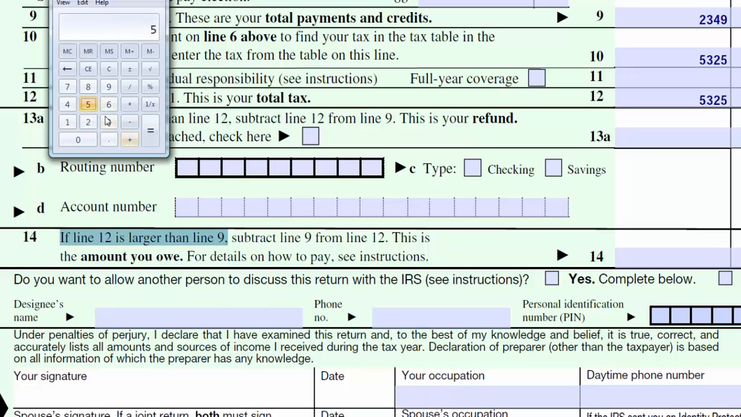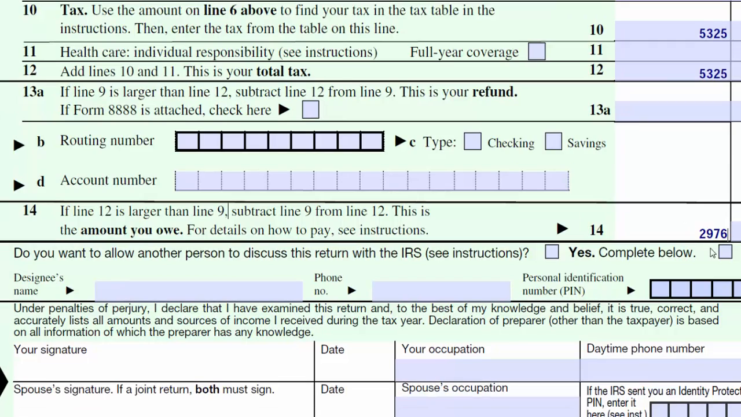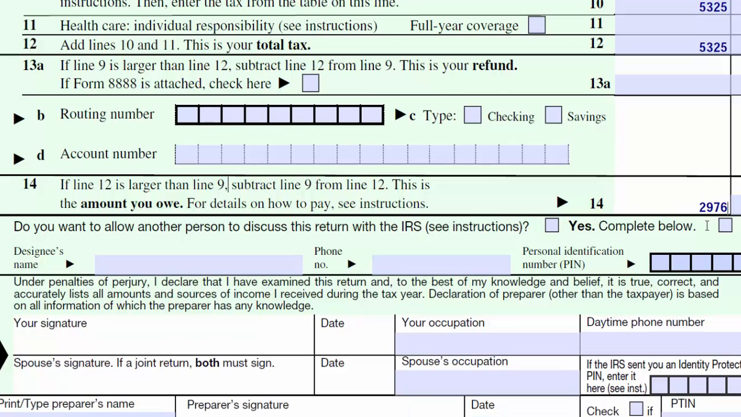So we can take our 5325 minus 2349, and we can see that Herbie owes $2,976. So he might want to change his W-4 for next year to have them take more tax out. In fact, this amount might even be large enough to get a penalty, but we're not going to worry about that part for now. In fact, even if there is a penalty for underwithholding, the IRS will just send him a bill for it.